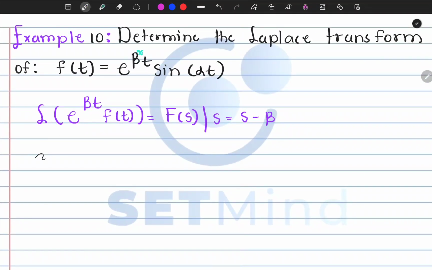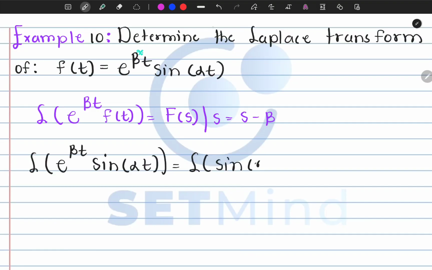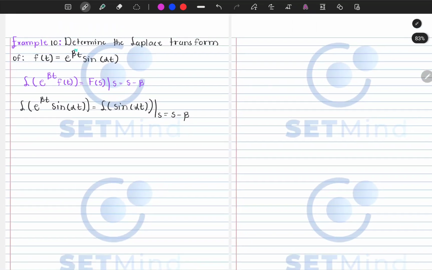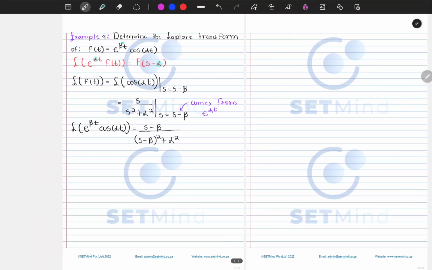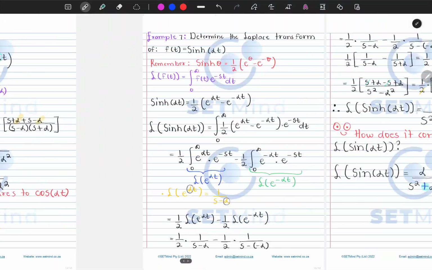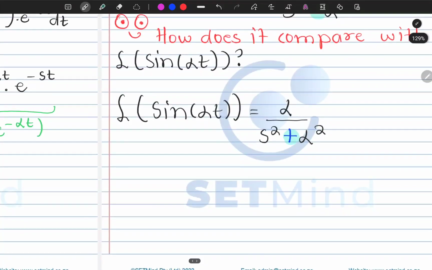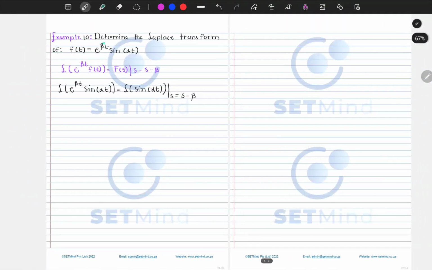So when we're looking at the Laplace transform of e to the beta t multiplied by sine of alpha t, all I need to do is find the Laplace transform of sine of alpha t. Then after finding it, wherever I see s, I'm going to replace it with s minus beta. That is all we do. The Laplace transform of sine of alpha t we already have. We found it previously. Where is it? Here it is.